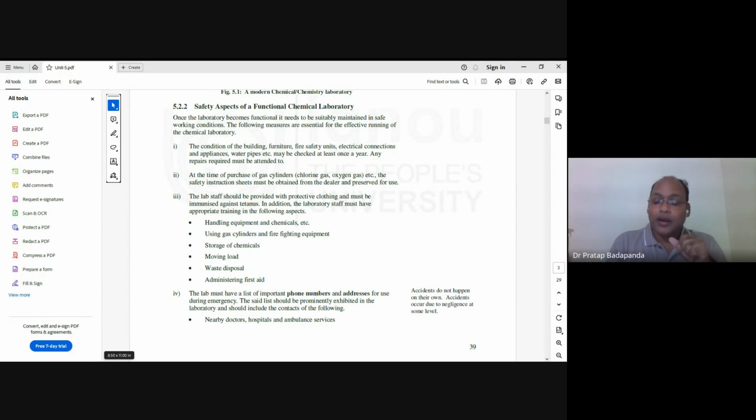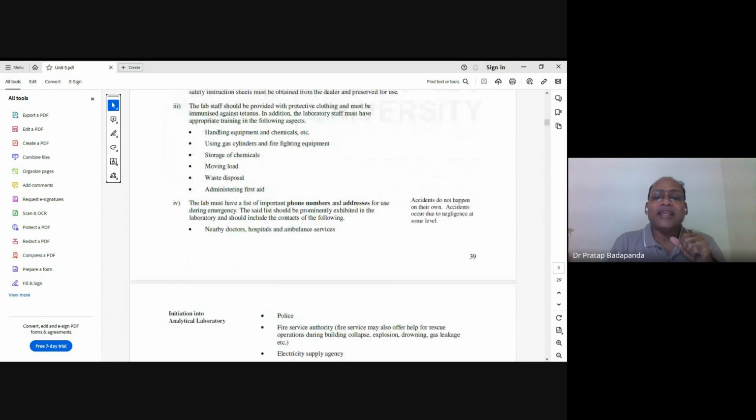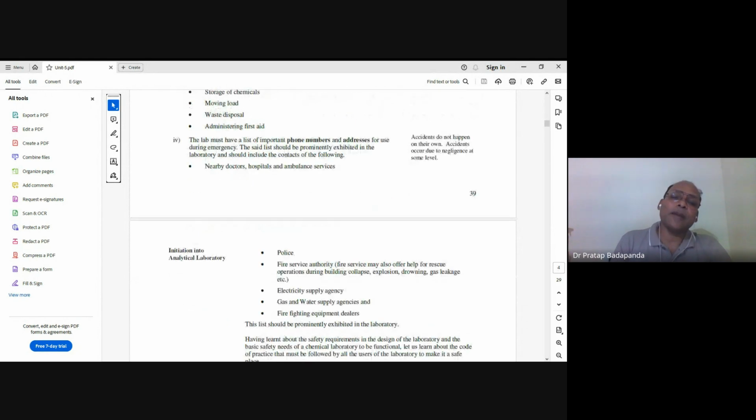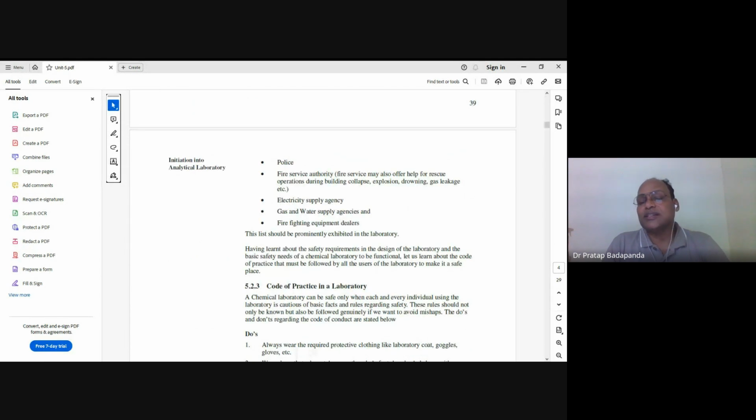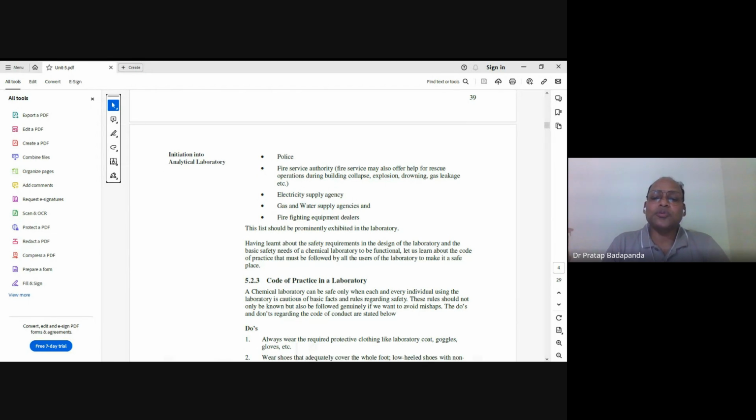Next, the lab must have a list of important phone numbers and addresses for use during an emergency. The list should be prominently exhibited in the laboratory and should include the contact numbers of the following, because we don't know when an accident will happen: nearby doctors, hospitals and ambulance service, police, fire safety authority, electricity supply agency, gas and water supply agency, and firefighting equipment dealers. So these are the precautionary steps inside the lab we should follow.